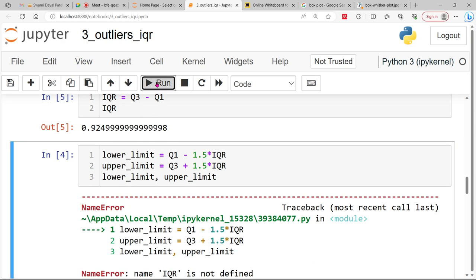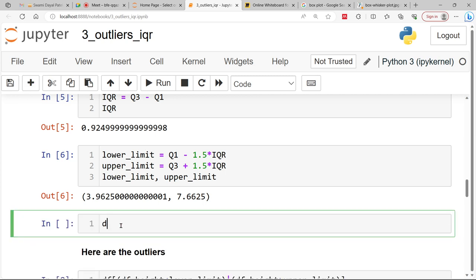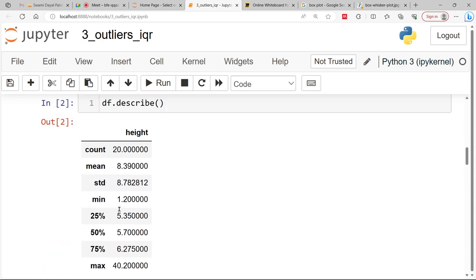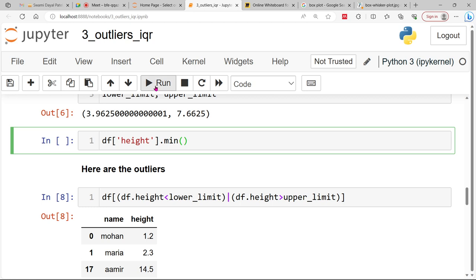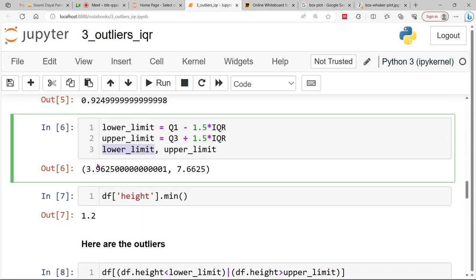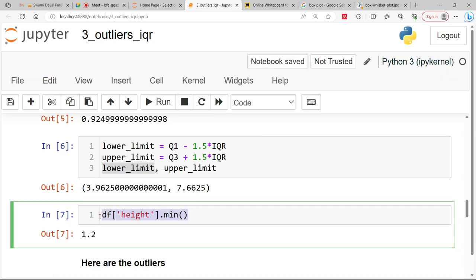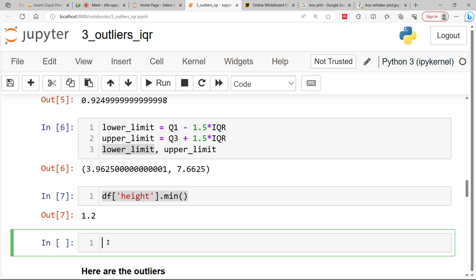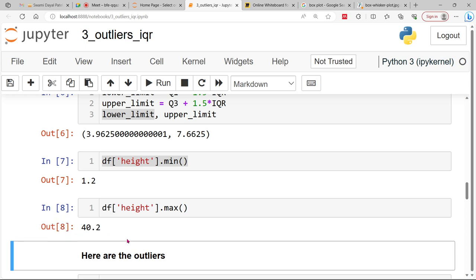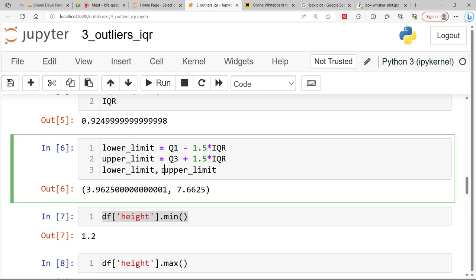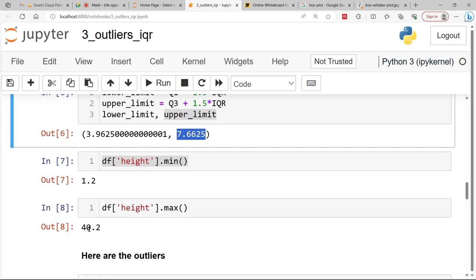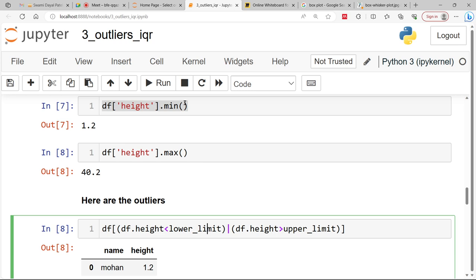Let me first check the DF and then the column height, and this is the minimum value. Correct value, yes, df and that height. When you check the minimum value, it's 1.2, but we have the lower limit as 3.926, which is not equal because it's conceptually a different value. If you check the maximum value here, max, we have a maximum of 40.2 in the given data set. That's the maximum value. But we are getting the upper limit as 7.6, which is far away from this 40.8, right? Now we are going to find out the outliers.